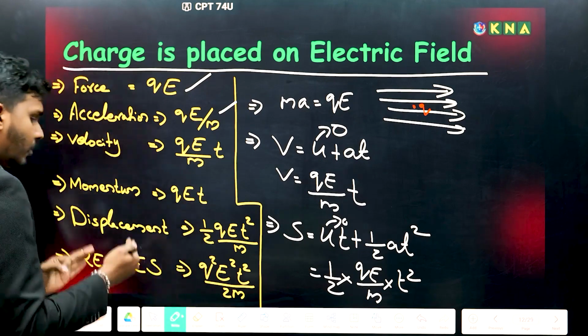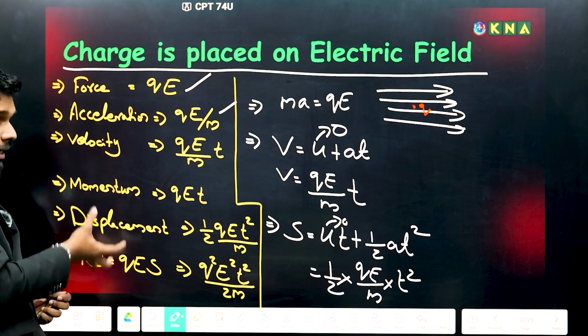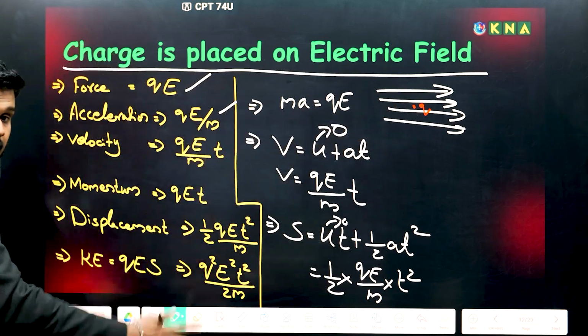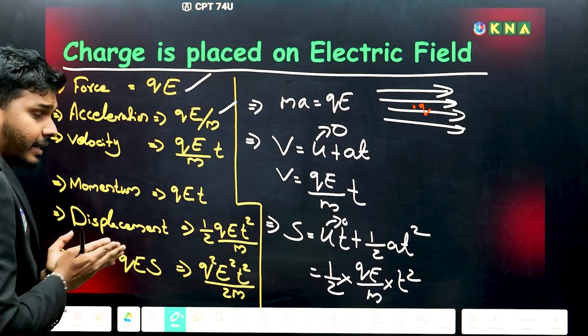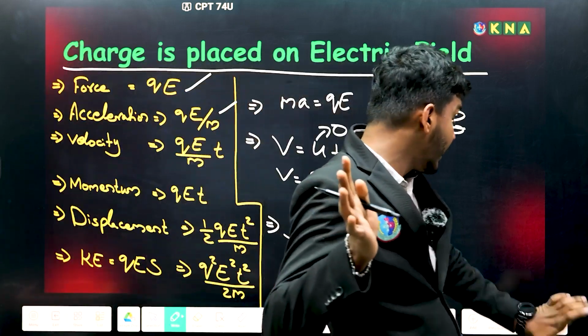The answer is again the same. So these are the different quantities when charges are placed in an electric field: force, acceleration, momentum, displacement, kinetic energy. Okay, simple. Okay, next.